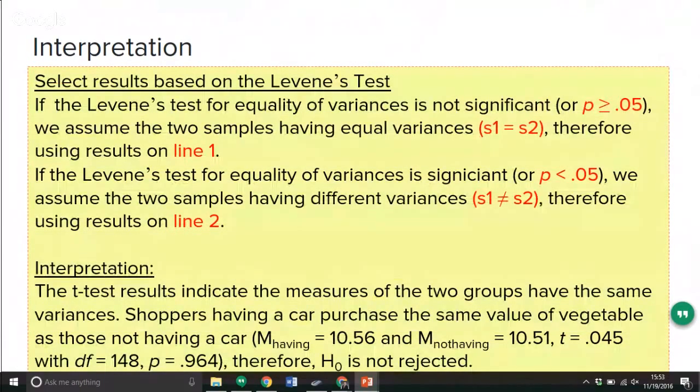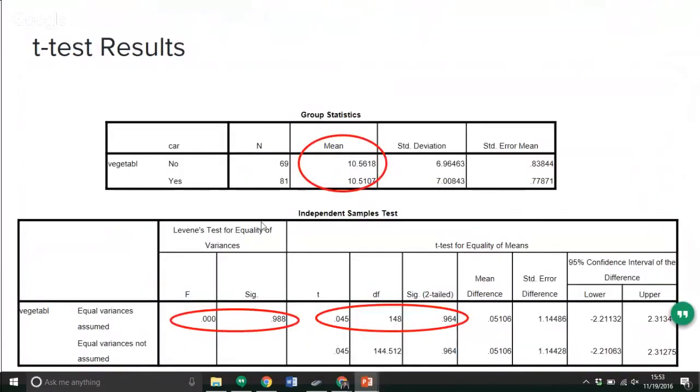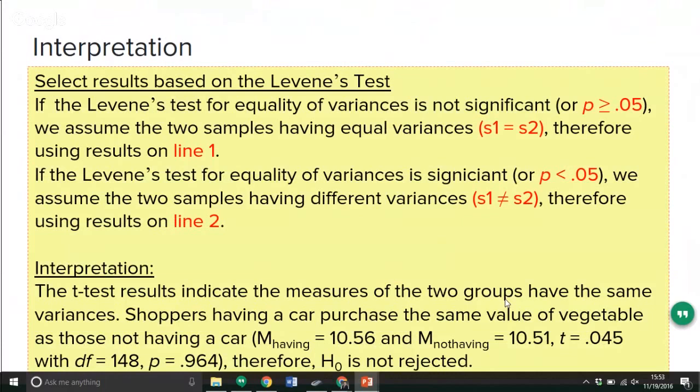I have on this slide a little bit more of an interpretation on how we use the results based on the Levene's test for equality of variances, how to determine which line we read, and then our interpretation. So there's a written version of the interpretation. The t-test results indicate the measures of the two groups have the same variances. Shoppers having a car purchase the same value of vegetables as those not having a car.